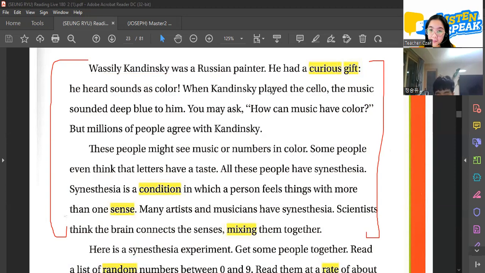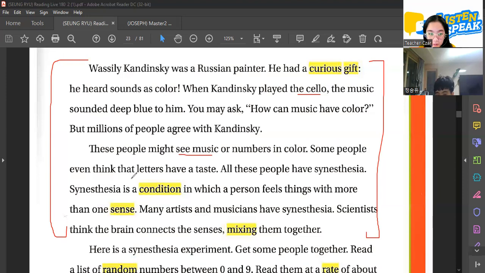When Kandinsky played cello, the music sounded deep blue to him. Meaning, the sound of cello is the color blue to him. And you may also ask, how can music have colors? That's so strange. But millions of people agree with Kandinsky, because these people might see music or numbers in colors.